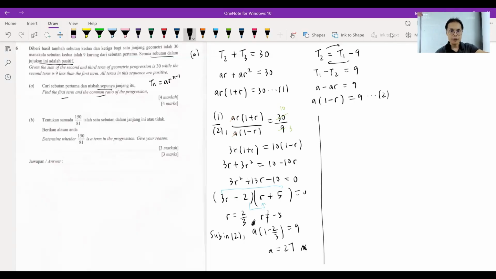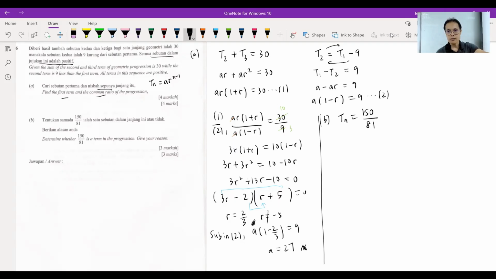All right, this is only part A. Part B. Determine whether 150 over 81 is a term in this progression or not. To know whether it's a part of the progression, we just let Tn equal 150 over 81. If you can solve for an integer value, it means it is part of your progression. For example, if your n is 7, that means it's the 7th term. But if your n is 7.27 or 7.85, whatever decimal, that means it's not part of the progression because the 7th term and 8th term are not exactly the same as this, right?